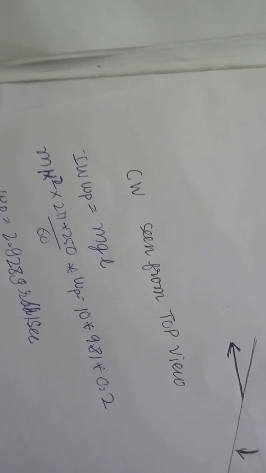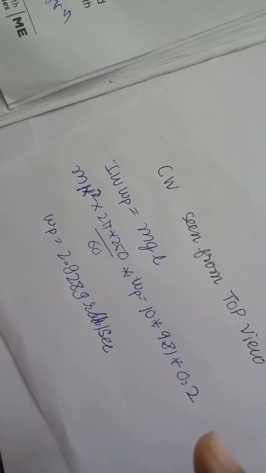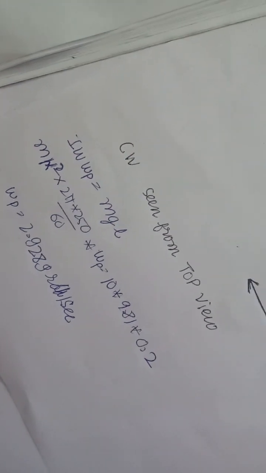So I omega omega p opposes mgl. I is mk square, into 2 pi into 250 by 16 times omega p. You will get the value of mgl. Omega p is equal to 2.9289 radian per second. But in which direction is it rotating?